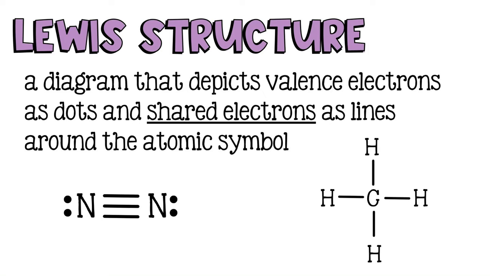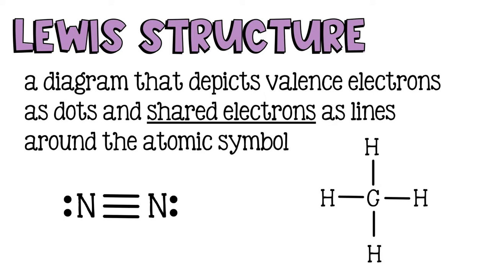Today we will learn about Lewis structures in covalent compounds. A diagram that depicts valence electrons as dots and shared electrons as lines around the atomic symbol is called a Lewis structure. In the example below, you have two nitrogen atoms bonded together. As you can see, there is a pair of valence electrons, or a pair of dots, on each of the two nitrogens. There are also three lines connecting the nitrogens, meaning that the two nitrogens share three pairs of electrons.